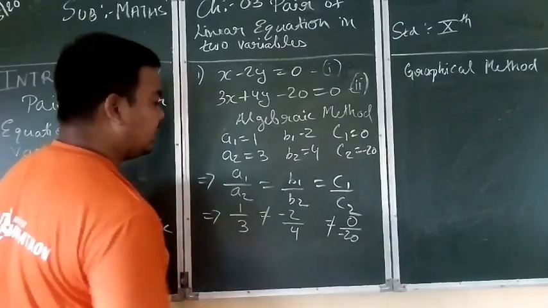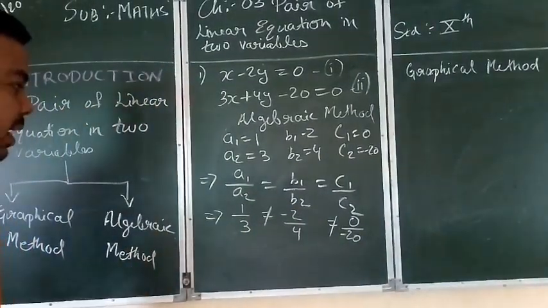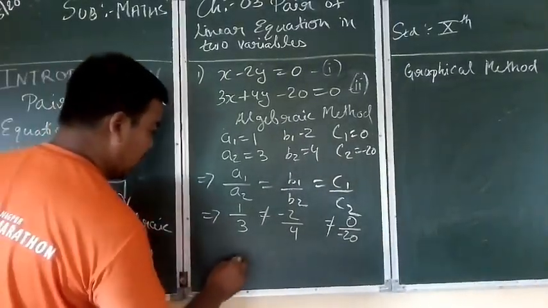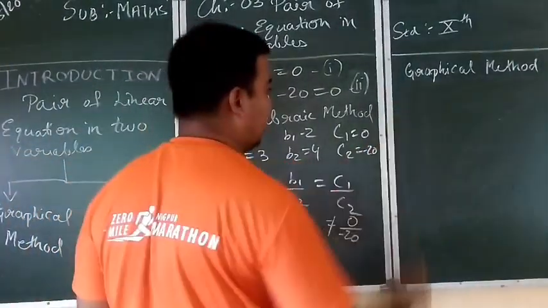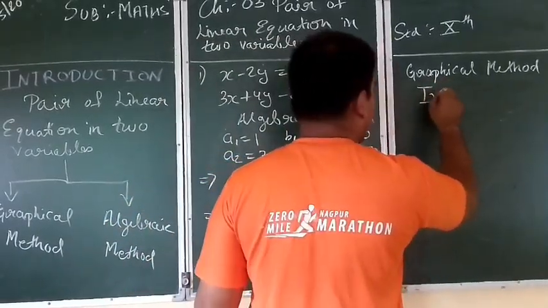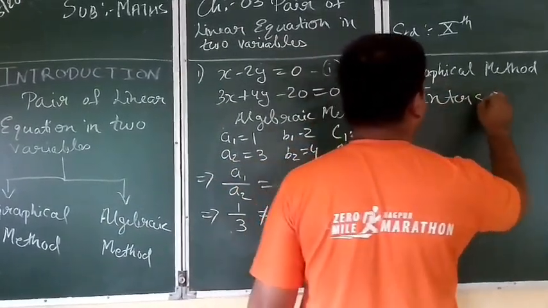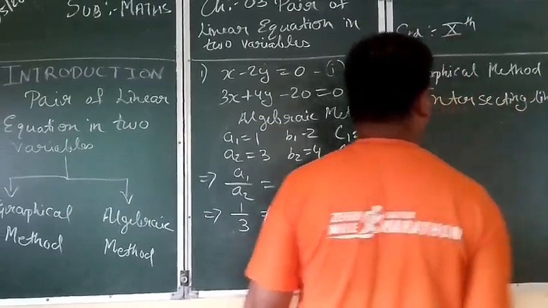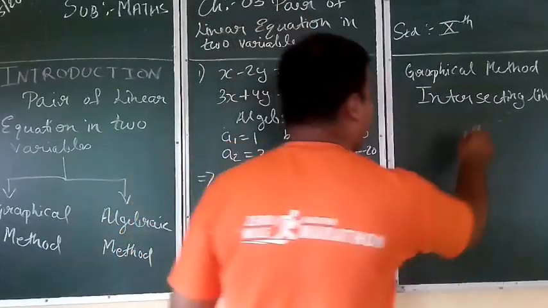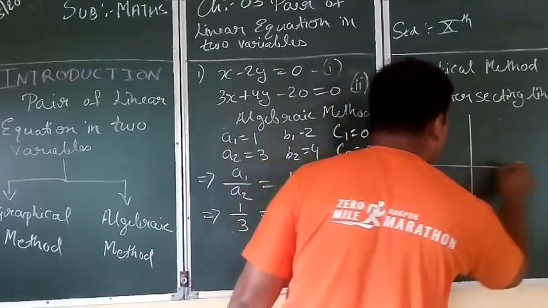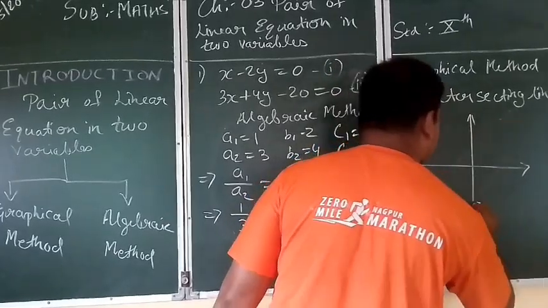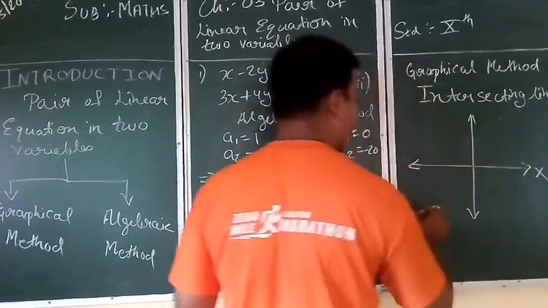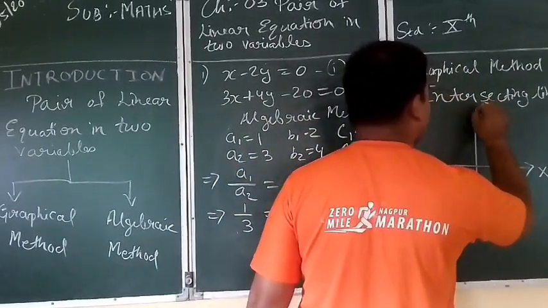So unequal means we write here that it is intersecting lines. Intersecting means, in the graphical method, we call it intersecting lines. Intersecting lines means when you draw a graph, suppose this is the graph, this is the X axis and this is the Y axis.